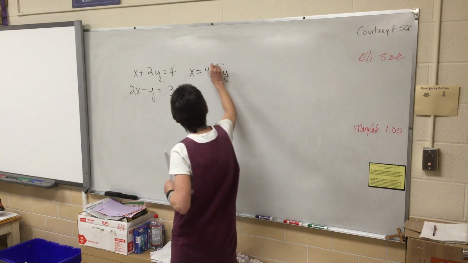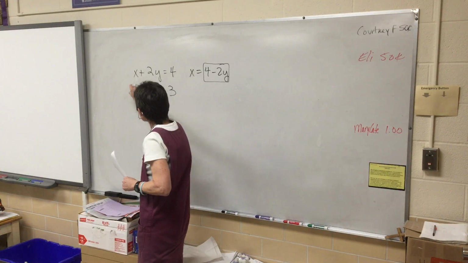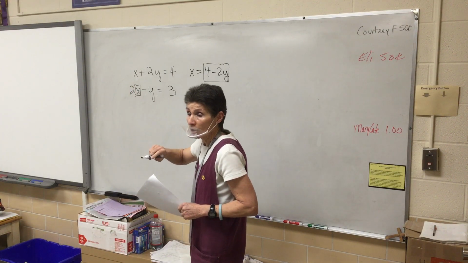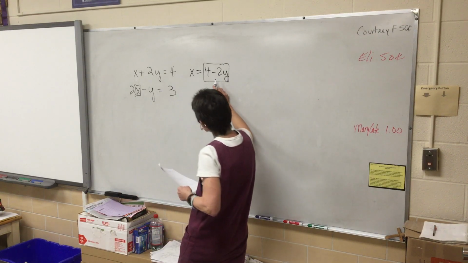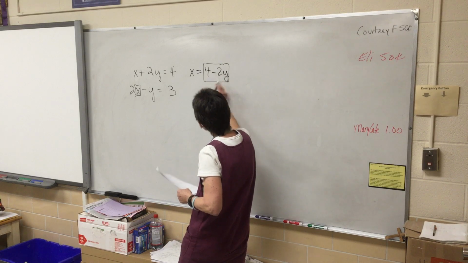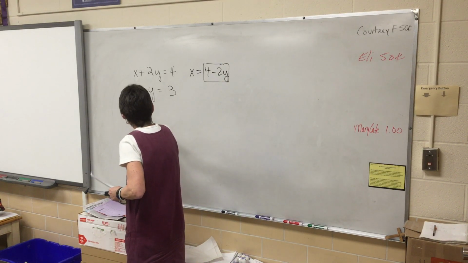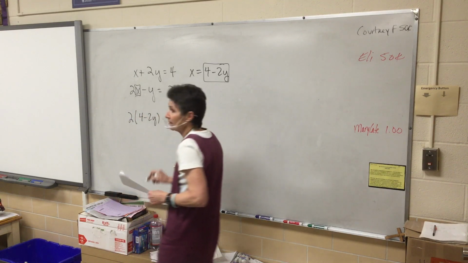Then you take whatever that letter equals and substitute it in for that letter. So in the top equation, I got the x by itself. Then I'm going to take that and plug it in right here. So 4 minus 2y minus y equals 3.